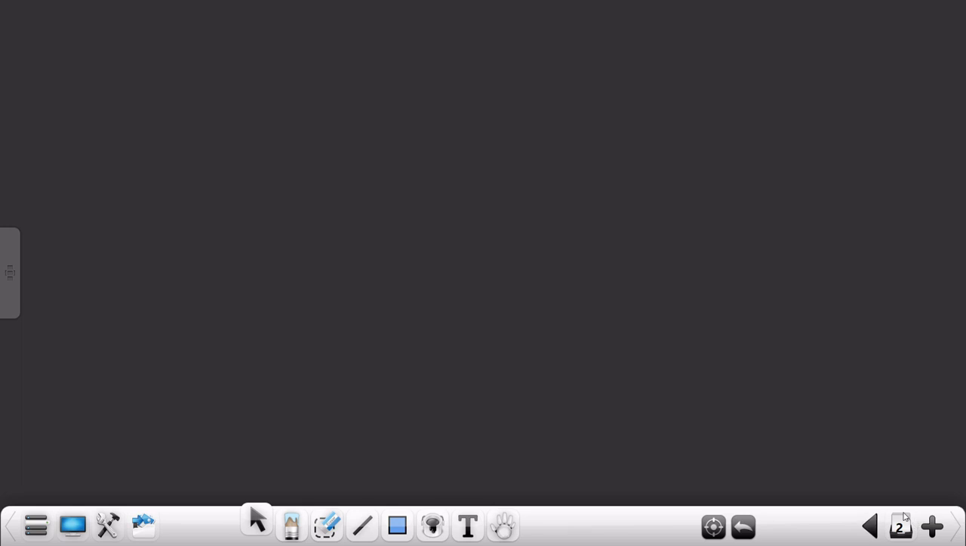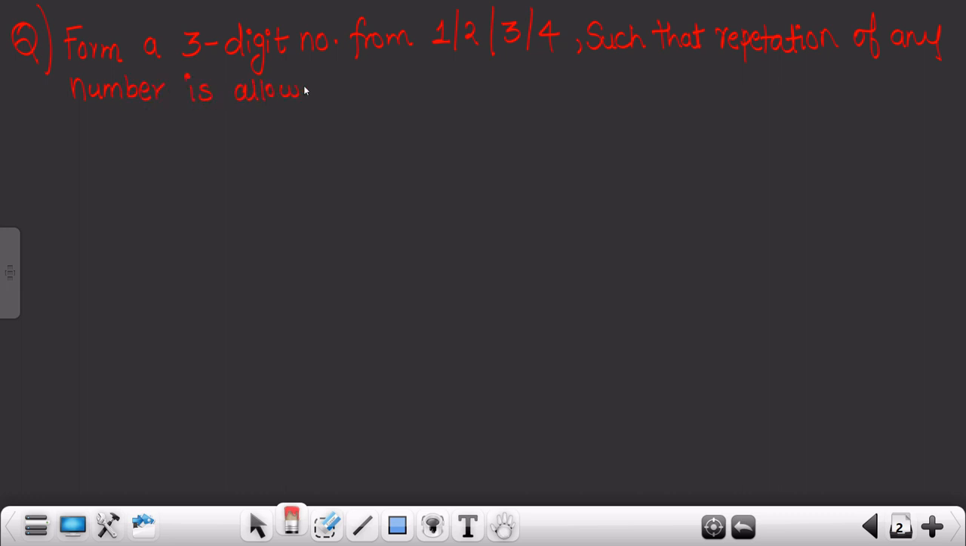So without wasting further time, we will straight away jump to the very first numerical. Let's suppose you want to form a 3-digit number from the set of numbers 1, 2, 3 and 4, such that repetition of any number is allowed.